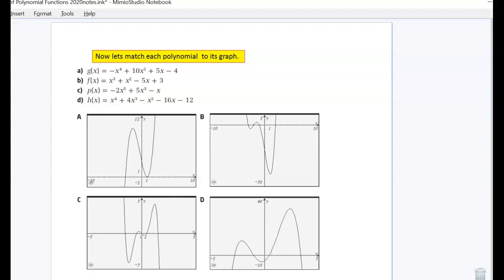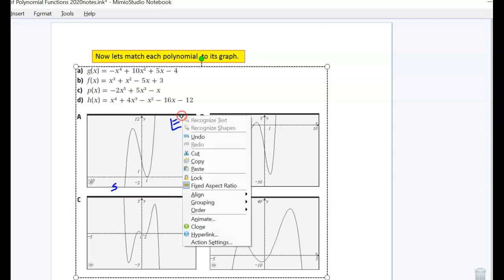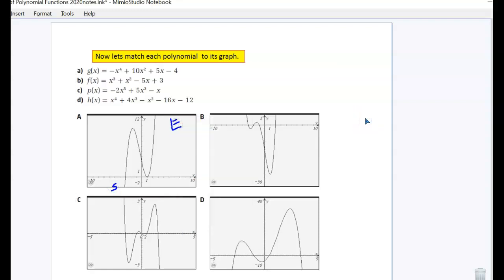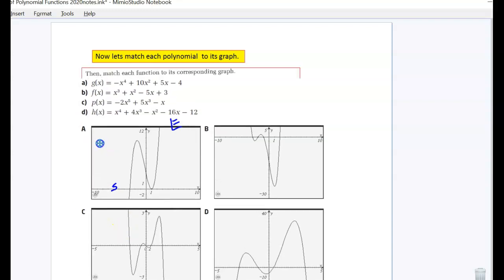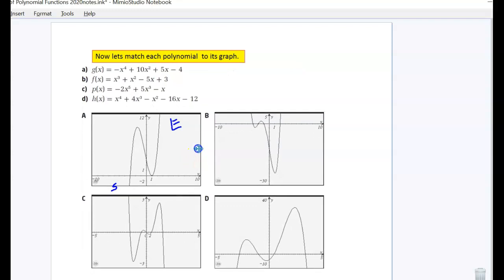So if we take a look at graph A, this one starts in quadrant 3, it ends in quadrant 1. So it's an odd degree polynomial, and the leading coefficient is positive because the graph is going uphill. So this one has to match up to equation B. For graph B, it starts in quadrant 2, it ends in quadrant 1, so it's an even degree polynomial with a positive leading coefficient, so that one matches up to equation B.